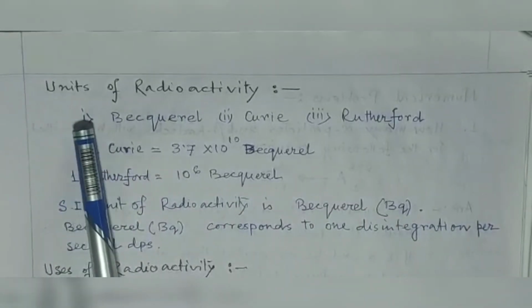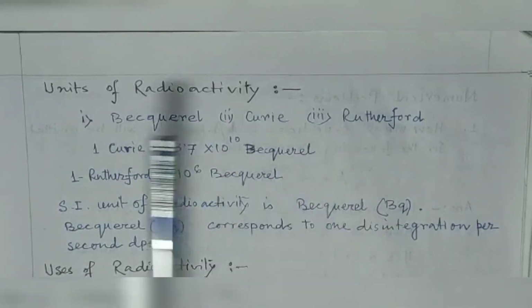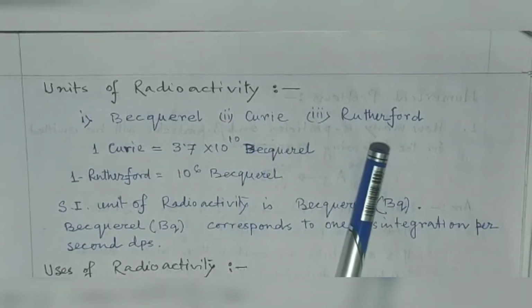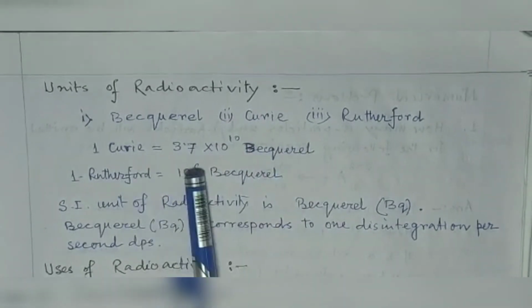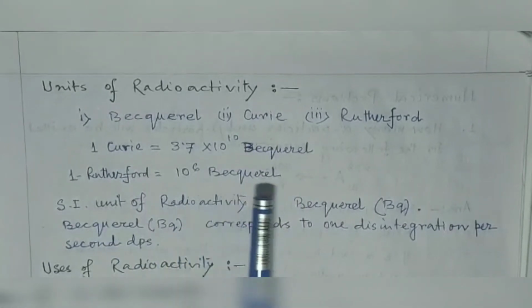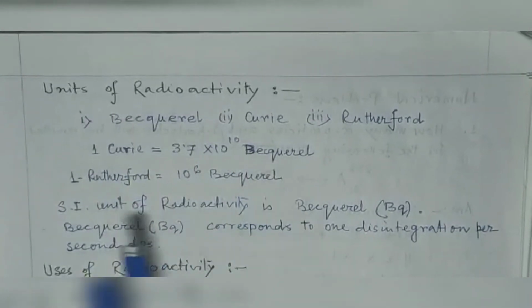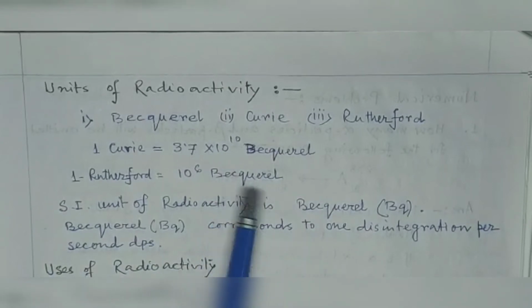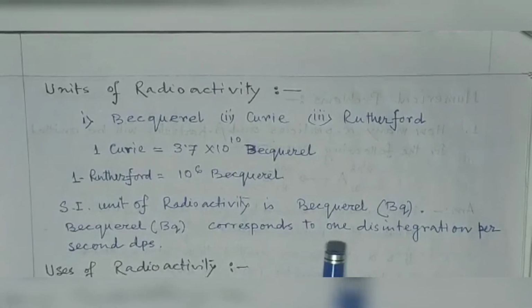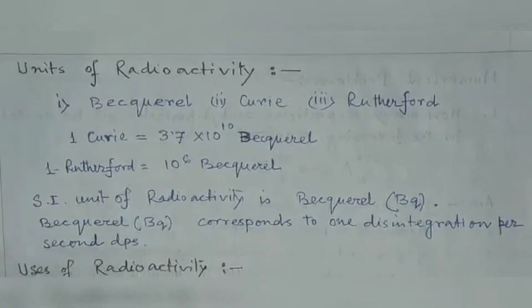Now we discuss the units of radioactivity. There are several units. Among these, number 1 is becquerel, number 2 is curie, and the third one is rutherford. 1 curie is equal to 3.7 times 10 to the power 10 becquerel, 1 rutherford is equal to 10 to the power 6 becquerel, and the SI unit of radioactivity is becquerel. What is the definition of becquerel? Becquerel corresponds to 1 disintegration per second, dps.